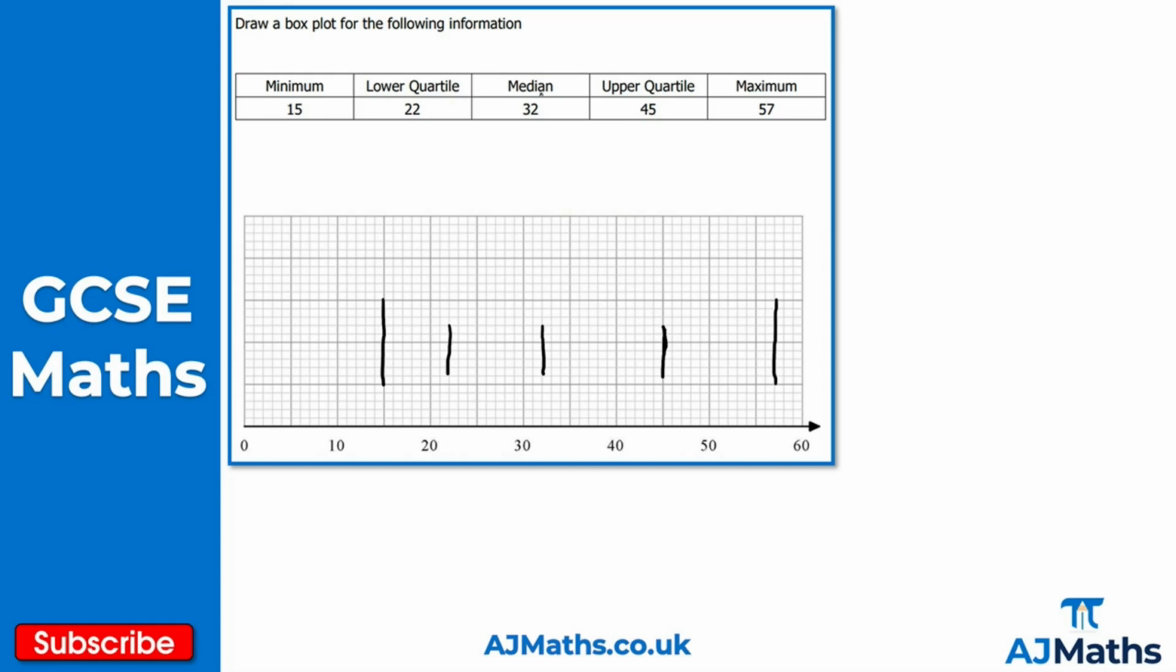Now remember, we connect the middle three values. The lower quartile, median, and the upper quartile form the box. So let's connect those together, join them up. Like so. In fact, let me try that again. It should look a little bit neater than that. It's not perfect. Let's try again. There we go, that's a bit better. And then do the same at the bottom, like so. That forms the box.